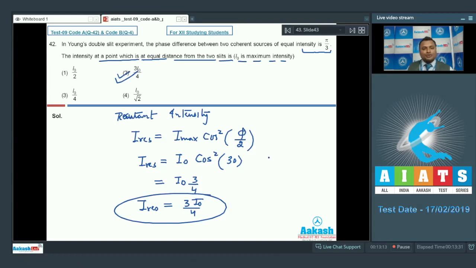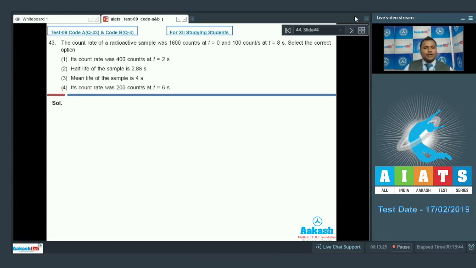Now let us proceed to the next question, that is question number 43. Count rate of radioactive sample was 1600 counts per second at t equals 0 and 100 counts at t equal to 8 seconds. Select the correct option. Okay, so this is the question given, having some options. Its count rate was 400 counts at t equal to 2 seconds. Half life is 2.88. Mean life is 4 seconds. So first of all, let us calculate the half life. Now, so this is the question.